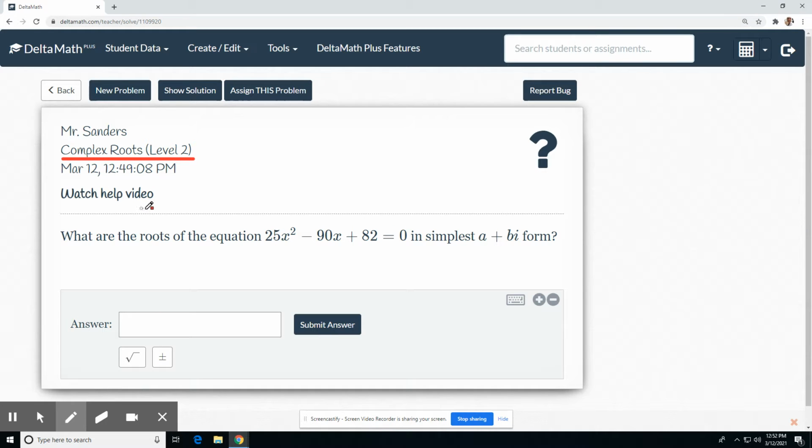Complex roots, level 2. So luckily we have a squared equation. Anytime you have a squared equation, you can use the quadratic formula. That'll be your easiest way to find whatever roots come out of this. And then we just deal with any imaginary roots if we have any negatives inside the radical.